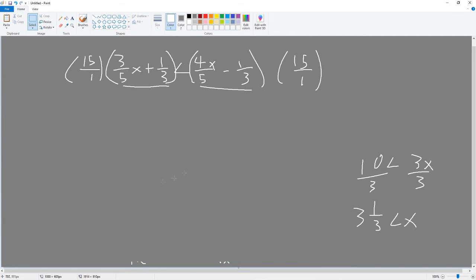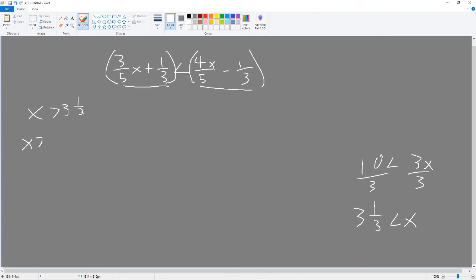We can either just leave this as is, or what you should always do is check your answers. So x is greater than 3 and 1/3. Let's check that. If x is 3 and 1/3, technically, I should have both sides equal to each other.